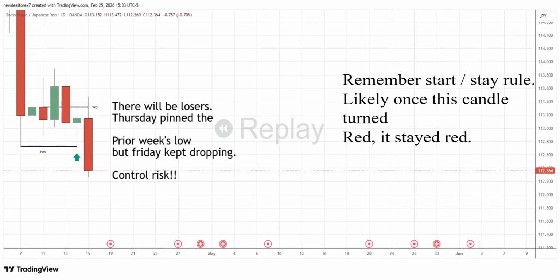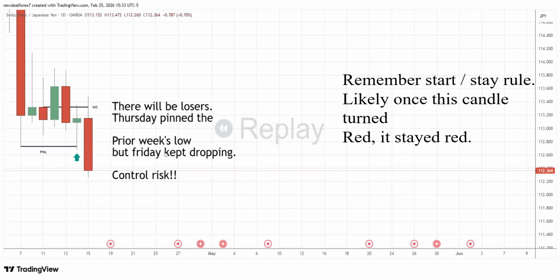All right, now this is the loser. So this right here, pinned the prior week low, closed here, but then look at the very next candle. Everybody who went long here, price opened, it went up, and then dropped like a rock. Okay, so there will be losers. This is what I'm talking about when price may break out of the prior week high or low. This is a case of that.